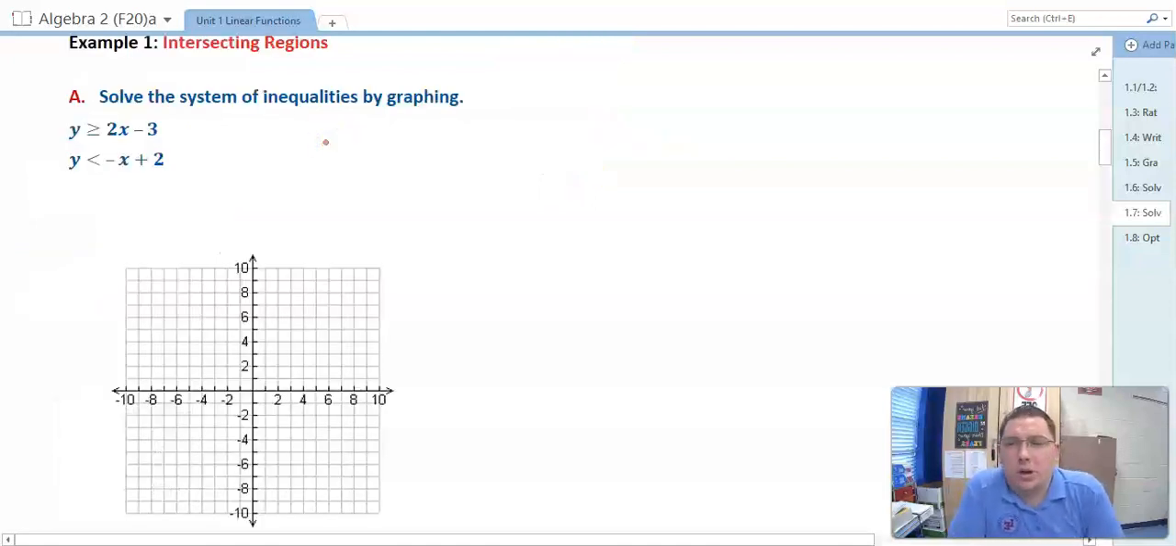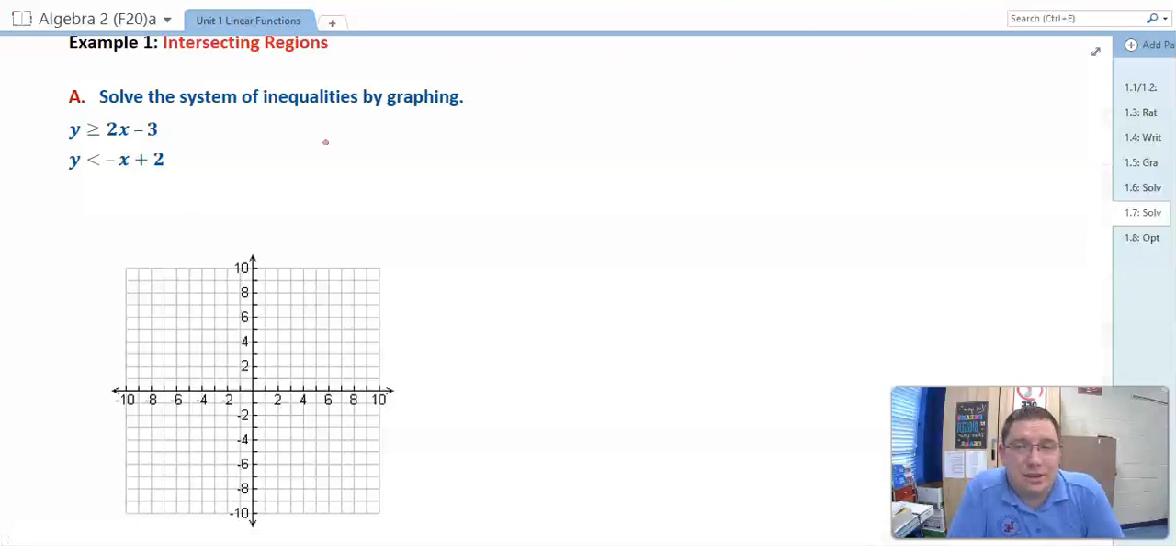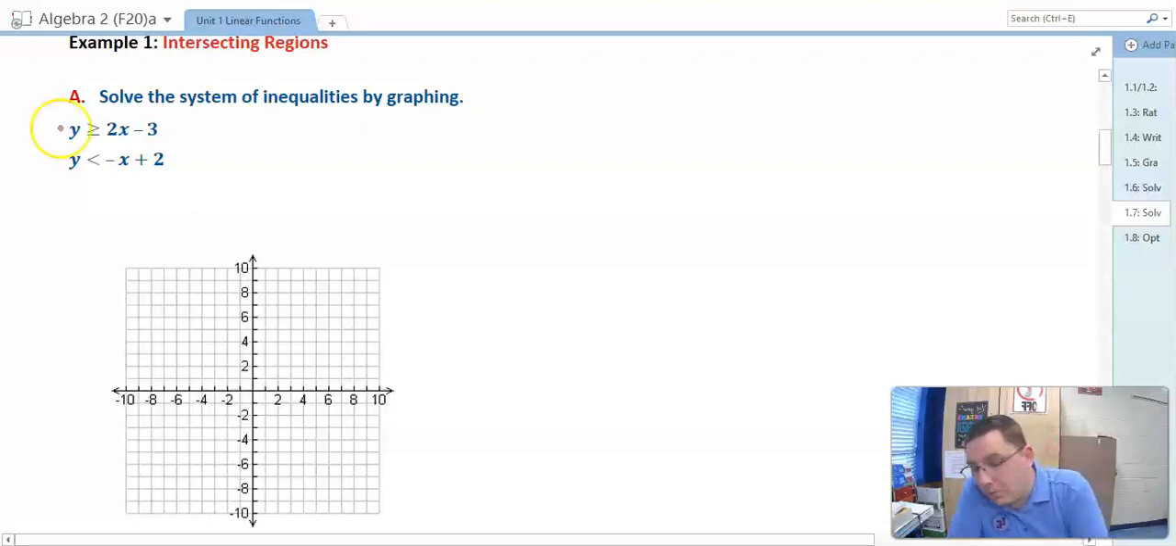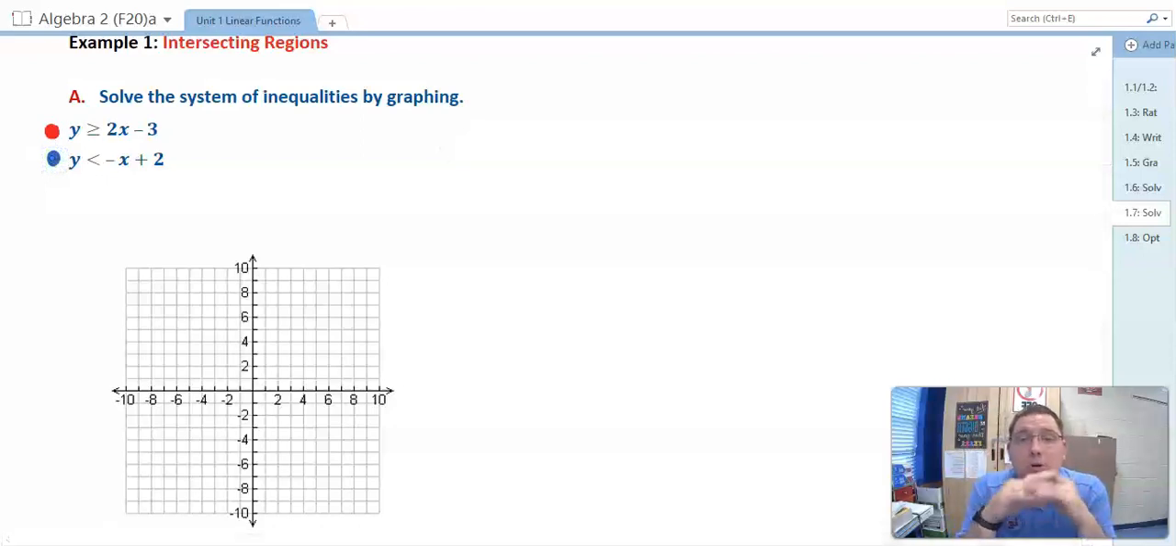So in example one, we're asked to graph the system, and we've got y is greater than or equal to 2x minus 3, and y is less than negative x plus 2. Both of these are in slope-intercept form, so these will be pretty easy to graph. I'm going to give them two different colors here. We'll do the first one in red, and the second one is blue. And remember, red and blue make what? Purple. So the final shaded region is where our red and blue make purple.